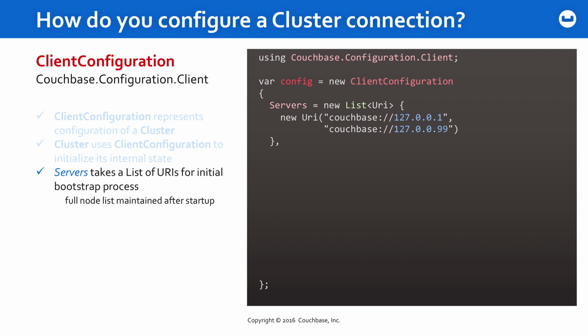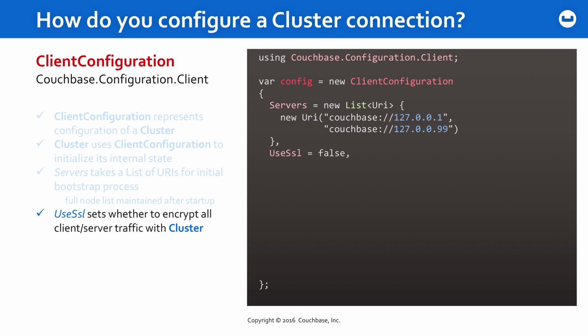Now, note, these are just the bootstrapping URIs. So they would be high availability URIs for your app. Once the connection is made, the complete list of available nodes in the cluster will be available to the client, and that ends up being managed automatically in the back end. But these are your bootstrapping URIs.